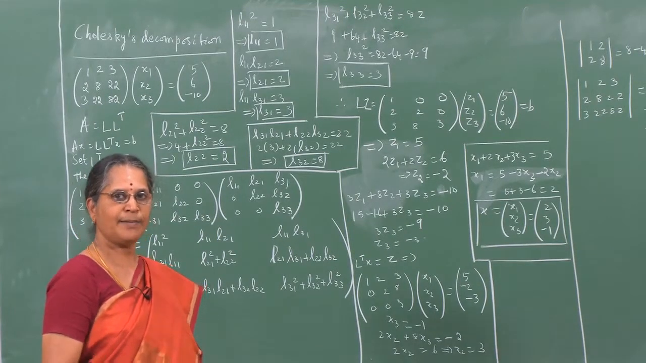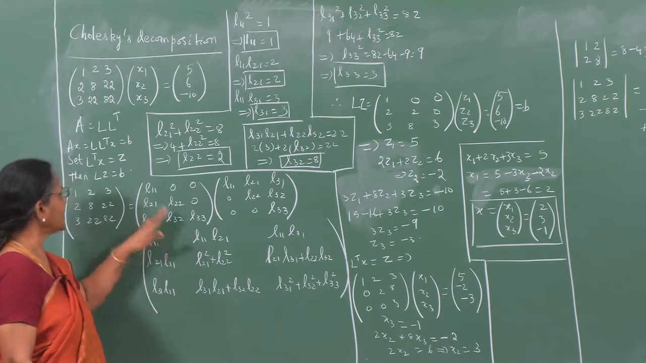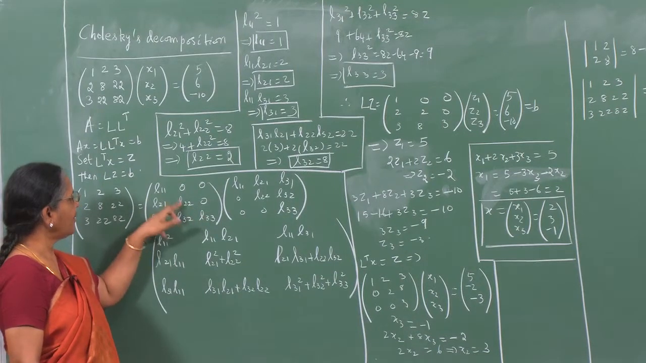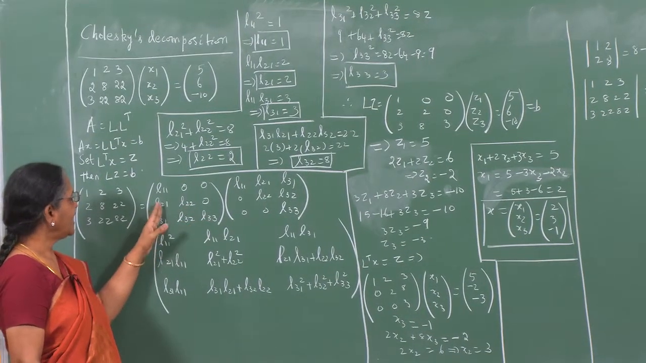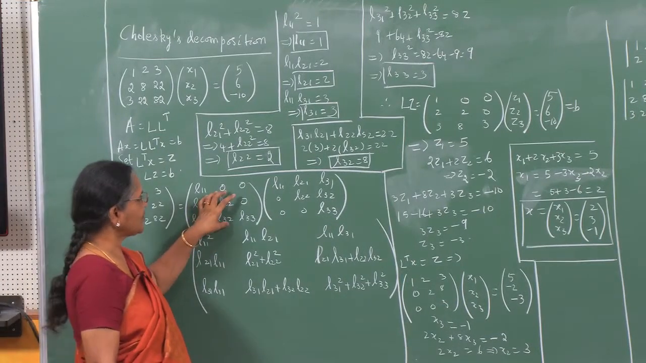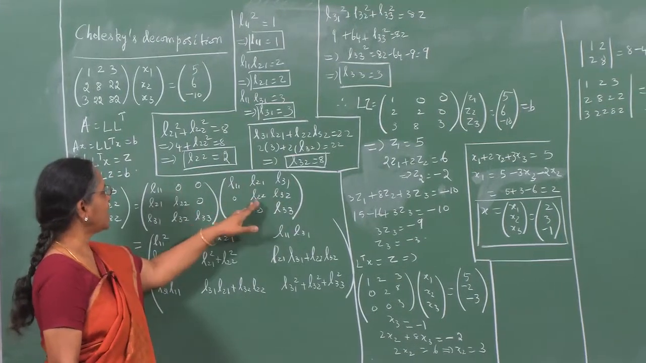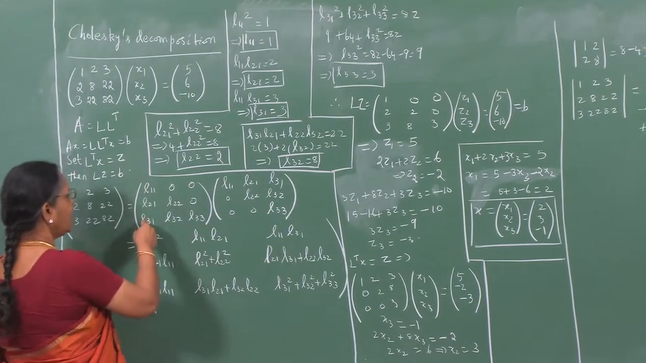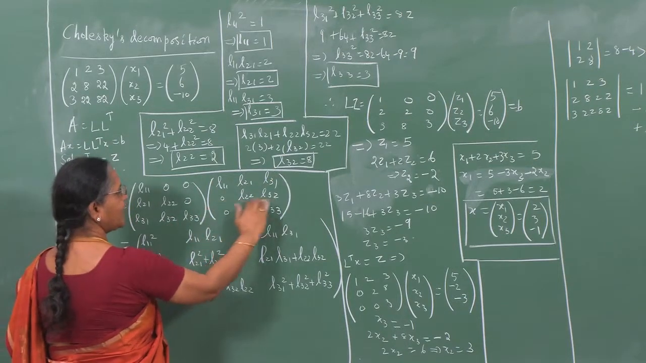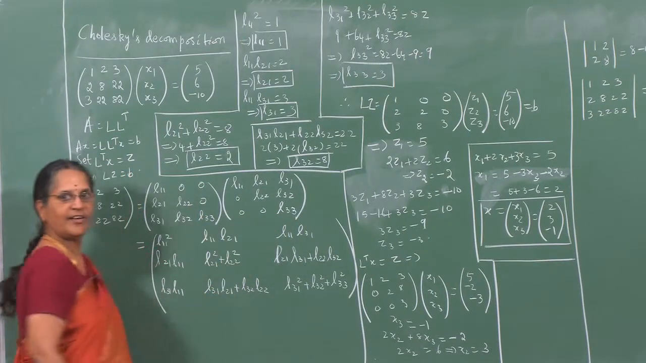So, keep this in mind. Let us take L to be a lower triangular matrix with L11, L22, L33 appearing along the diagonal and the other entries written below the diagonal. Its transpose is going to be an upper triangular matrix. So, we write down L transpose. The first column entries will become the first row entries, the second column entries will be the second row entries, the third column entries will be the third row entries.